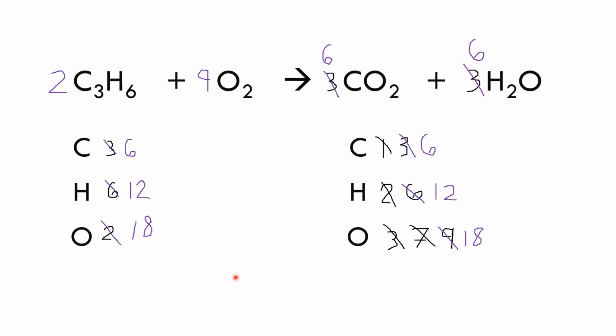If you ever come into a case where you end up not being able to get a whole number here, you can go and double all of the other coefficients. Don't touch this one yet. Double all of the other coefficients, and then you will have an option to do this. So right now, our coefficients, I'll write this a bit cleaner, are 2 C3H6 plus 9 oxygen gas goes to 6 CO2 plus 6 H2O.